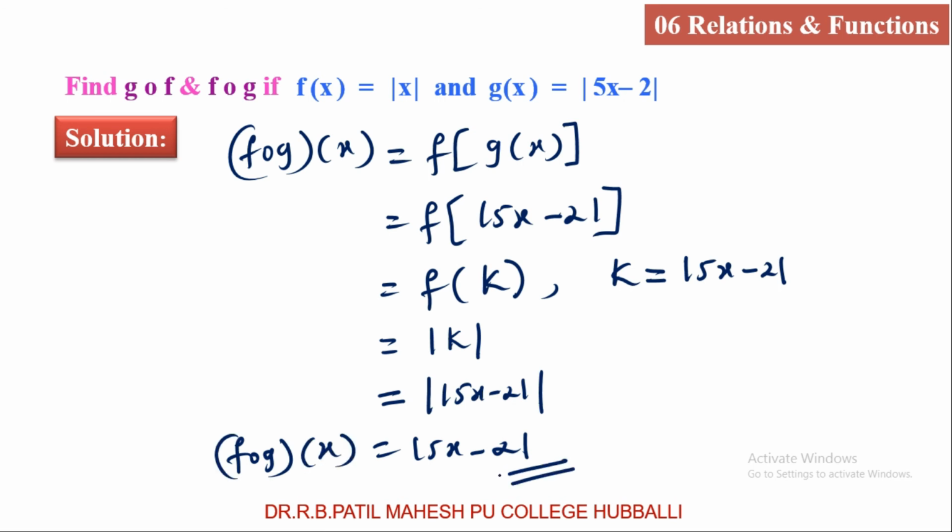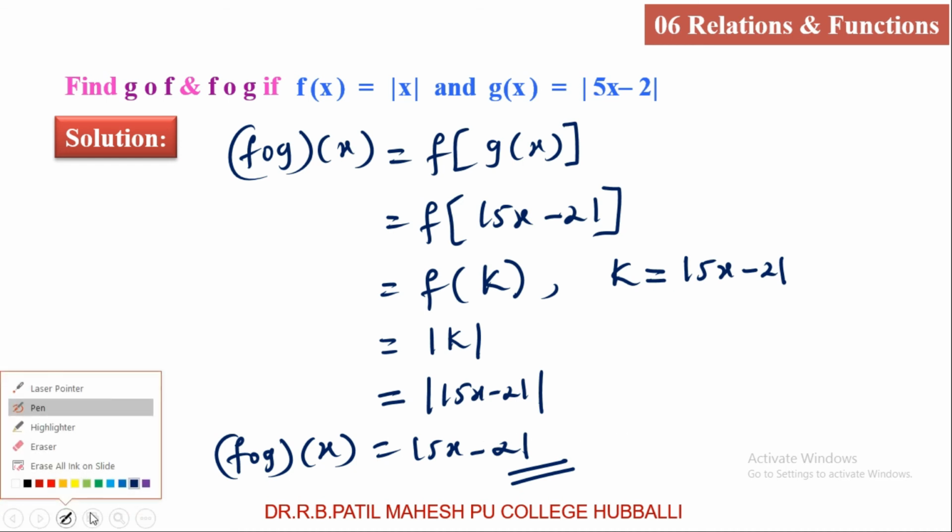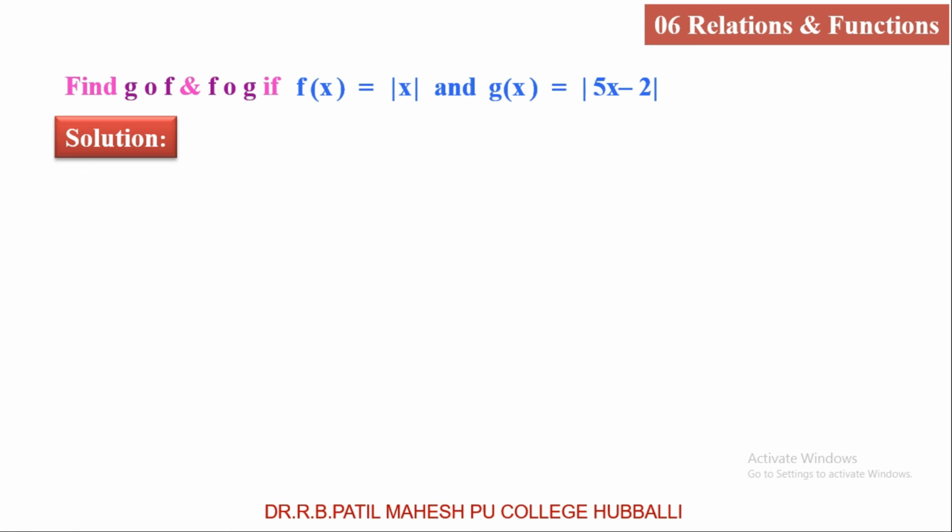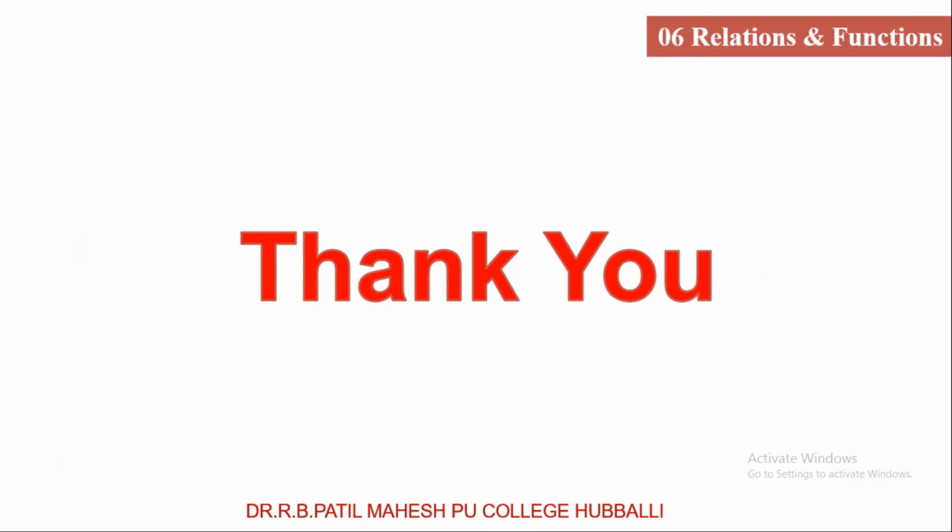That g composition f of x was also modulus of 5x minus 2, and this f composition g of x is also modulus of 5x minus 2. Both are equal. Hence you can say f composition g is equal to g composition f. Hope you understood this example. These are the examples on composition of functions.